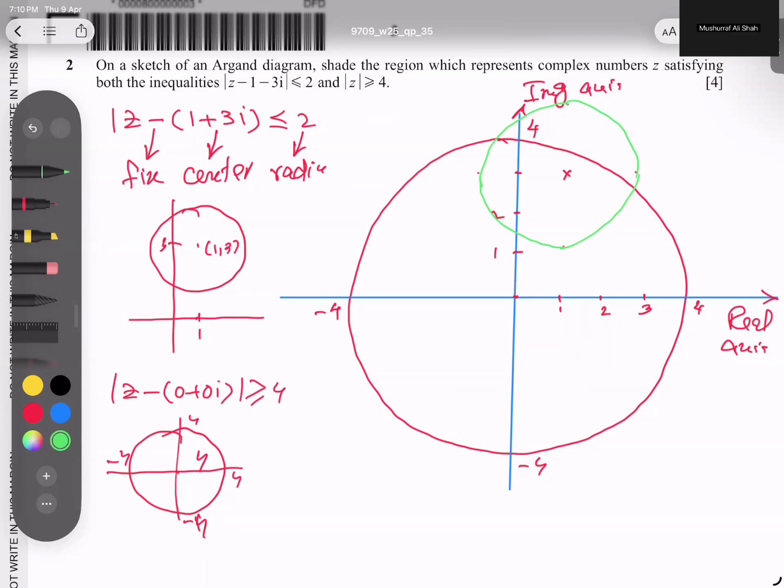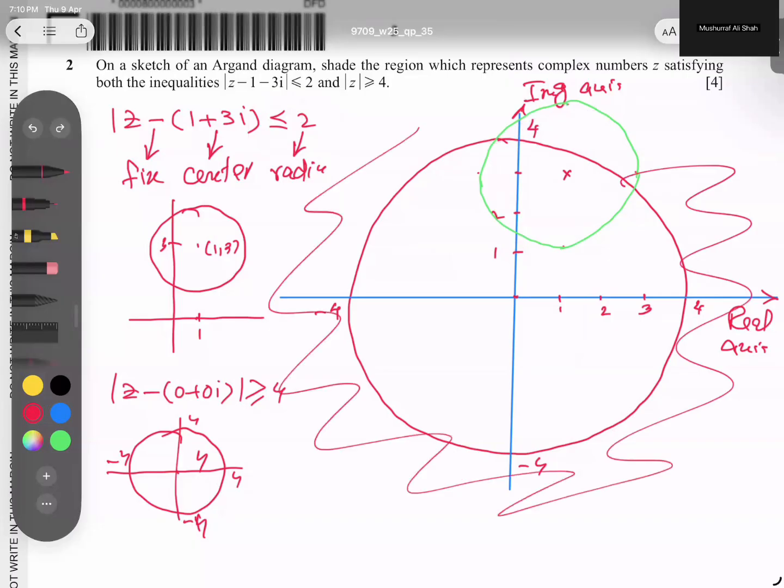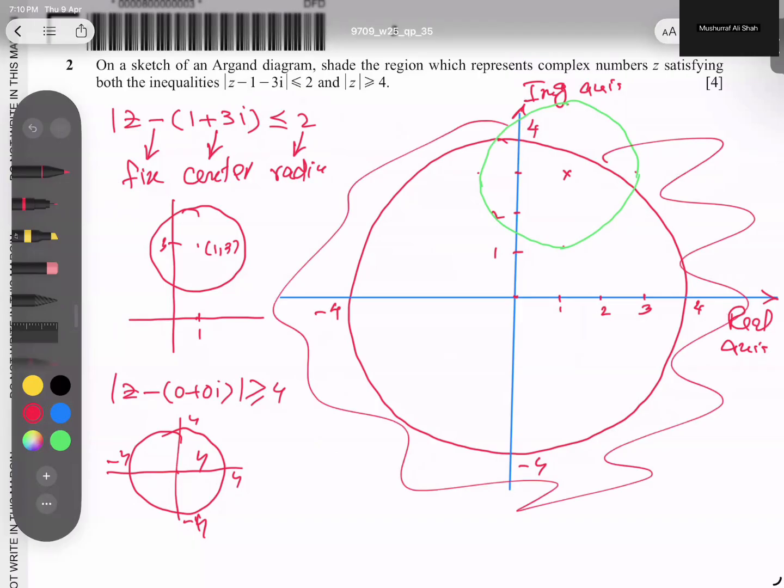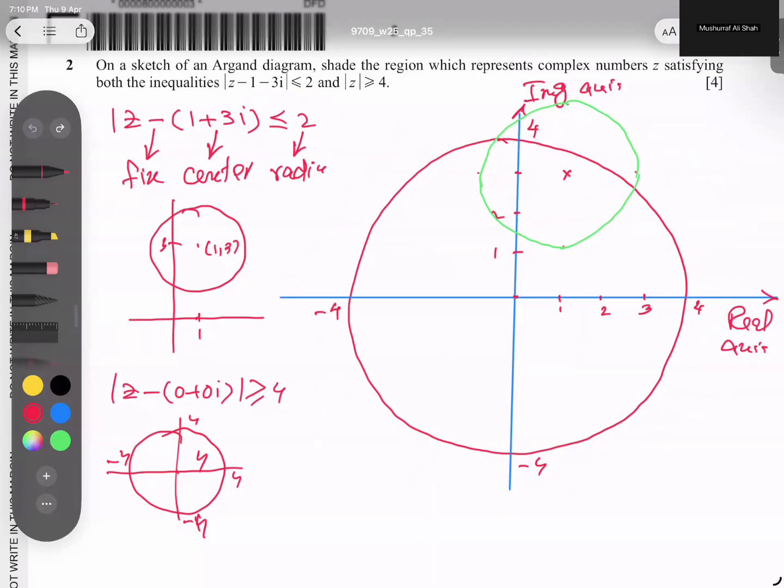Now students, wait, look now. What is this called? Lesser. Inside the green circle is called lesser. But when you talk about this one, more than 4, it means outside this circle. What is shaded? Outside shading for the bigger circle and inside shading for the smaller circle. So naturally the common portion is this. Repeat: this is inside this one, correct? And this is outside this circle, correct? So this is our common shading. I hope the concept of the question is very clear.